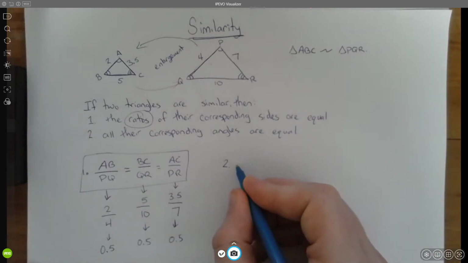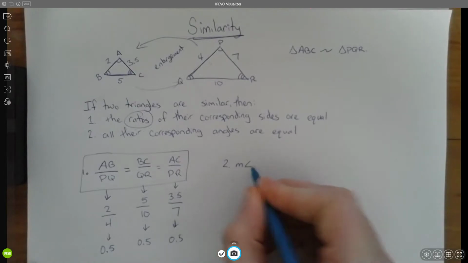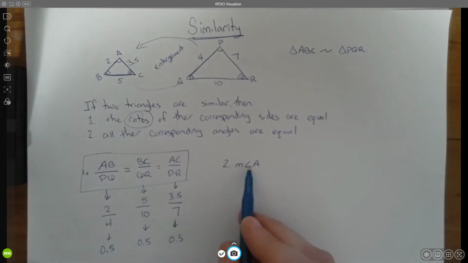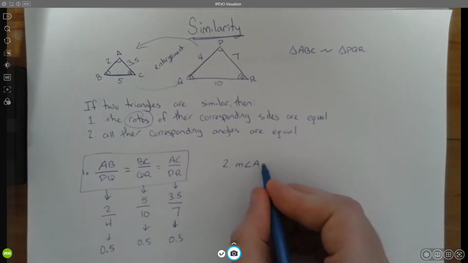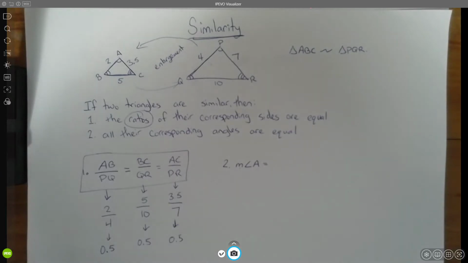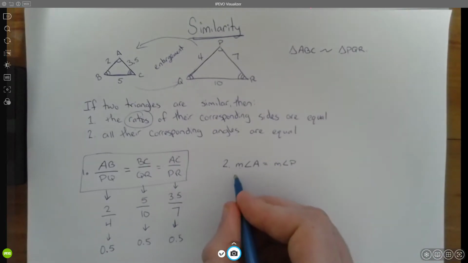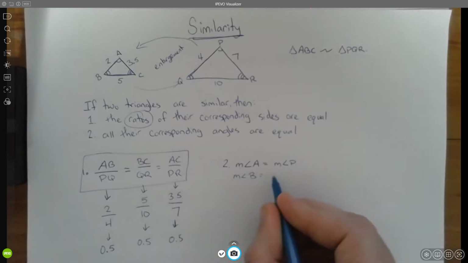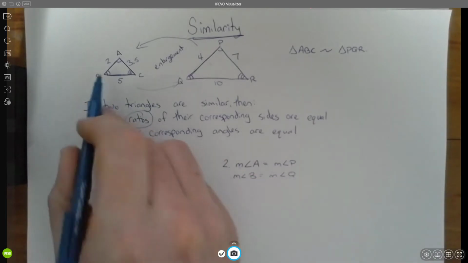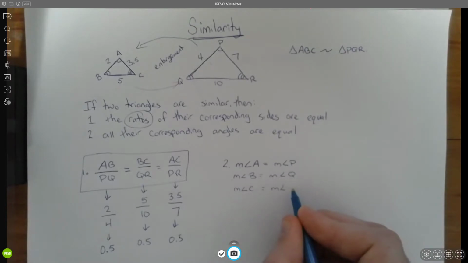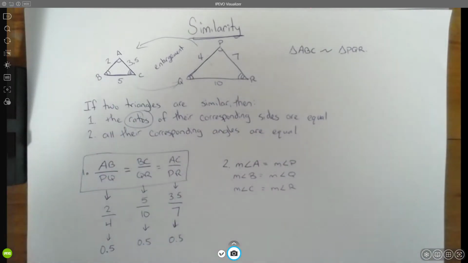And so what we do is we actually use the symbol, we say M angle A. So the M just stands for, this is a measure of angle A. So the measure of angle A right here is going to be equal to, which angle is angle A equal to in the second triangle? Yeah, so it's the measure of angle P. We would also say the measure of angle B is equal to the measure of angle Q. Those are the two that match up. And then the measure of angle C is equal to the measure of angle R. That's the one that C and R match up.